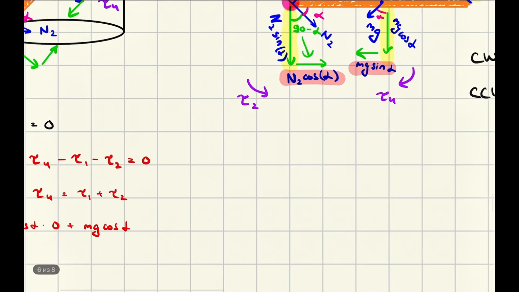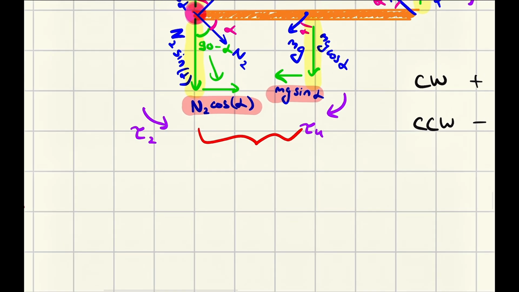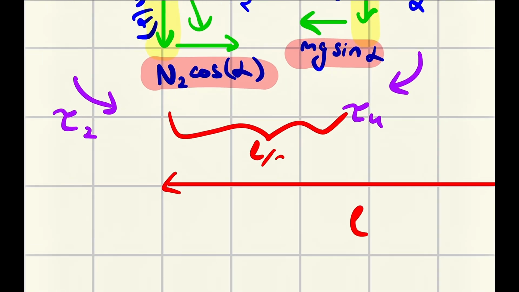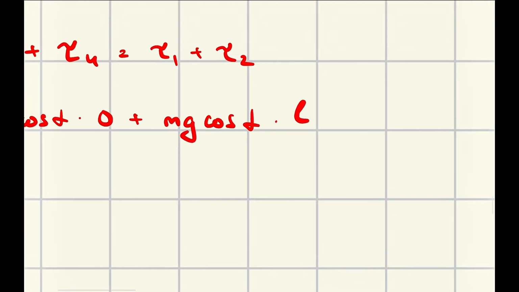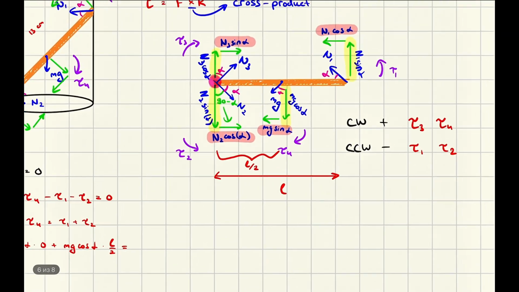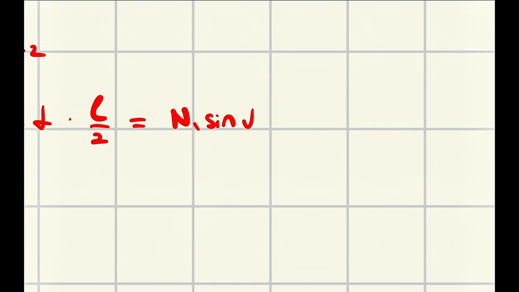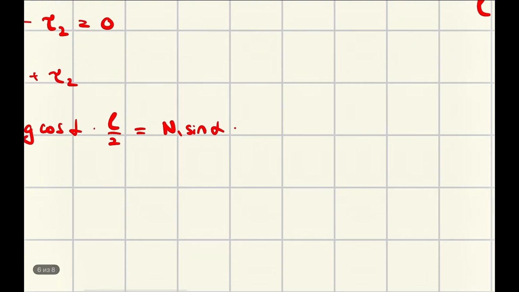However, the distance from the pivot is not 0, because it has some distance, this distance. But as you can see, it is definitely half of the entire length, right? So this has to be just L divided by 2. This distance will be multiplied by L divided by 2, equals what? Torque 1, which is N1 sine alpha multiplied by L, the entire L. Why?